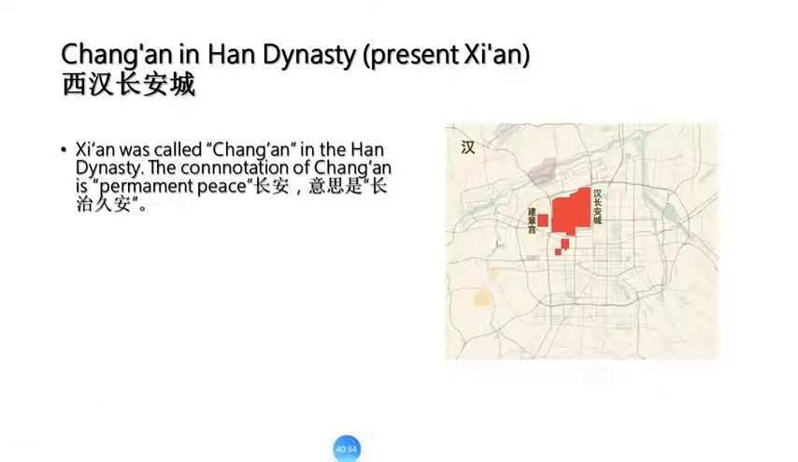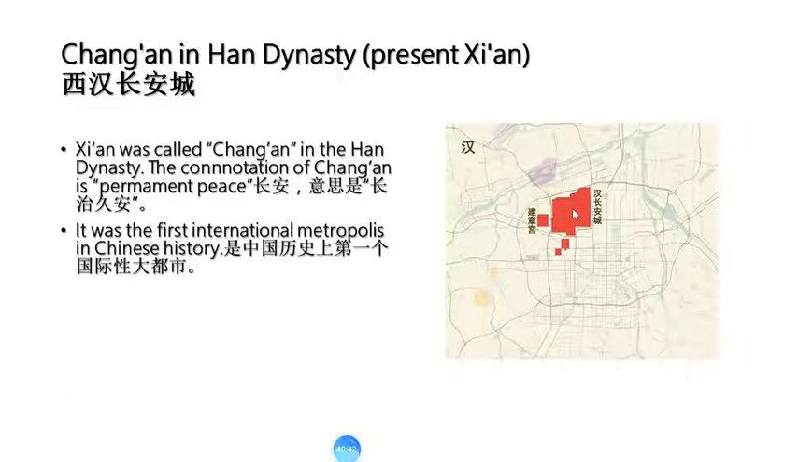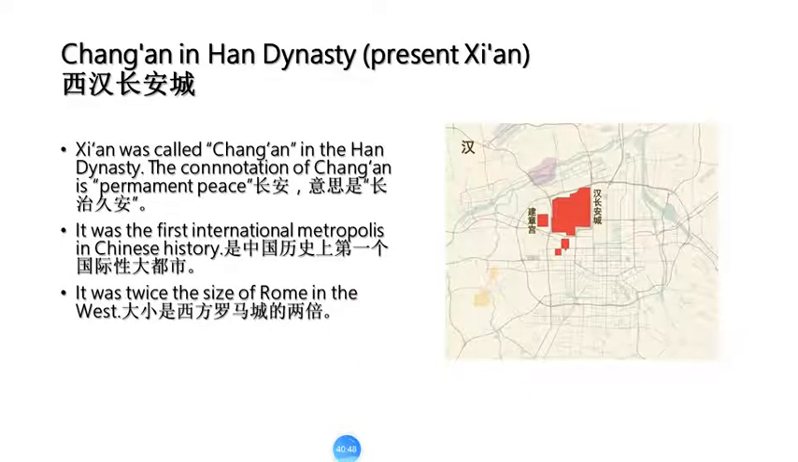Xi'an was called Chang'an in Han Dynasty. The connotation of Chang'an is permanent peace. It was the first international metropolis in Chinese history. It was twice the size of Rome in the West.